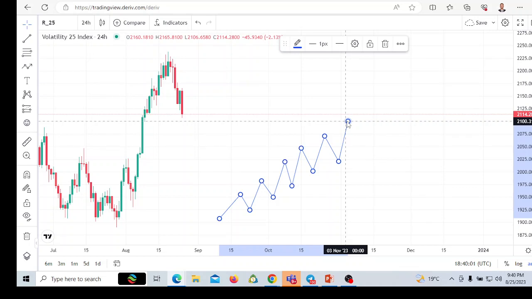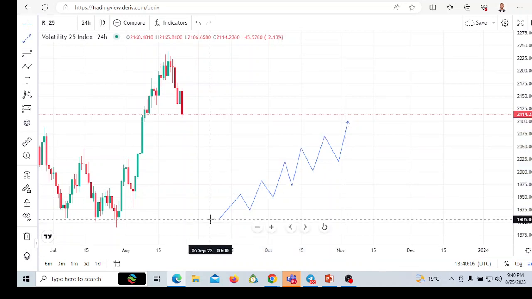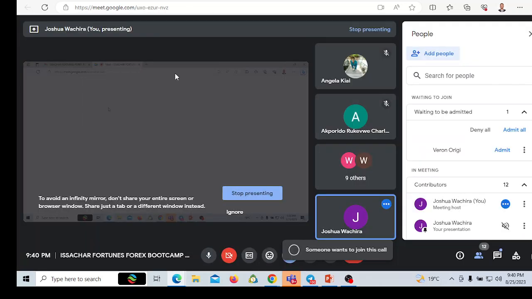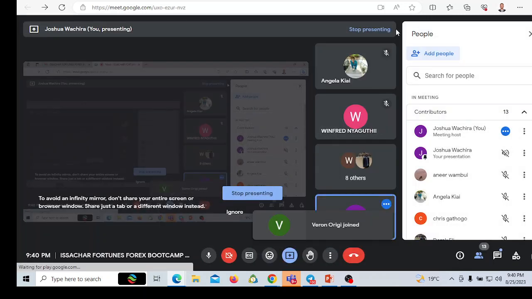So range is from a low to a high. That's basically it. Somebody wants to join. Karibu, karibu. Admit. Welcome, Veron.